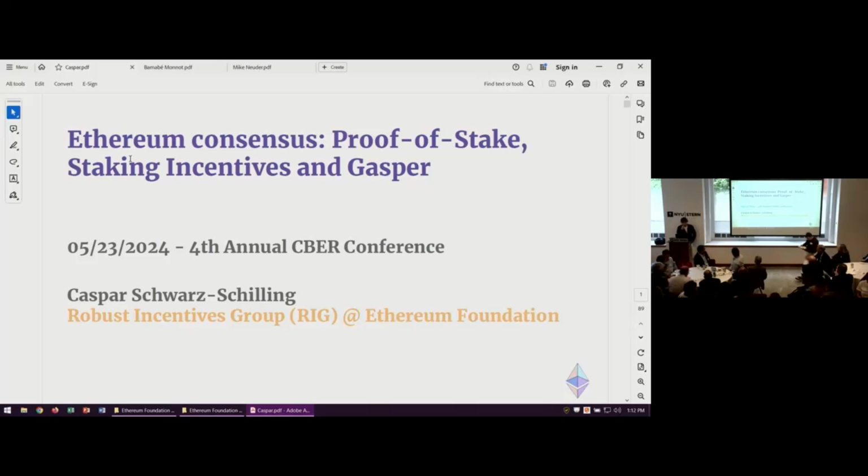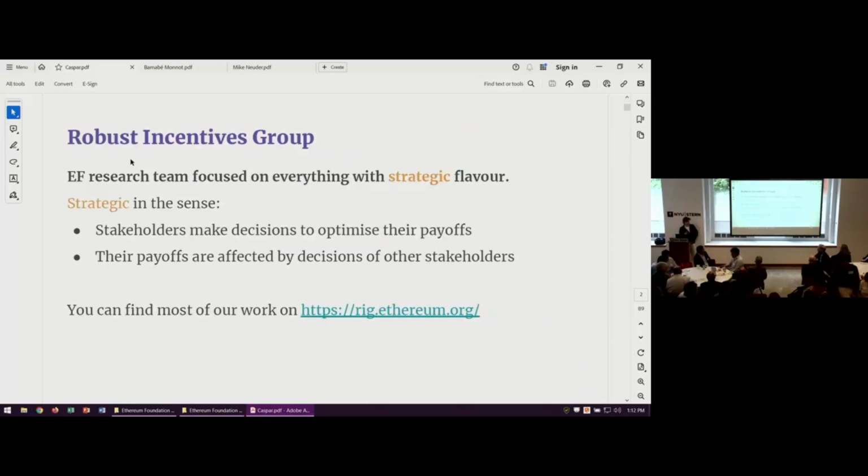I'm going to be talking about Ethereum consensus, proof of stake, staking incentives, and Gasper. As already introduced, I work for the Robust Incentives Group. We look at kind of everything incentives, strategic decision-making of consensus participants, which is a broad lens in the land of crypto. You can find most of our work on rig.ethereum.org.